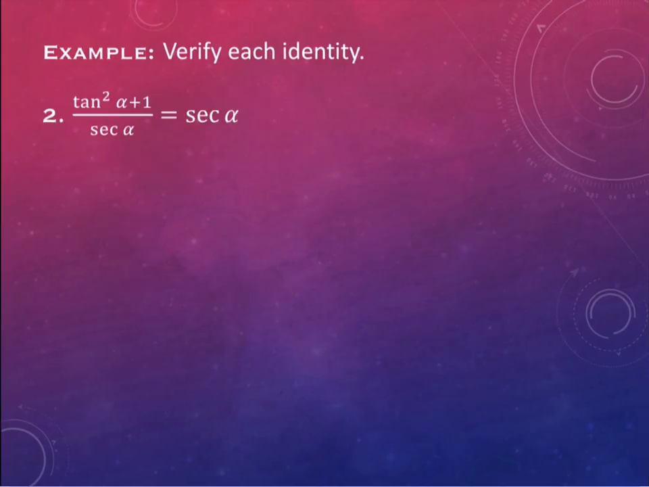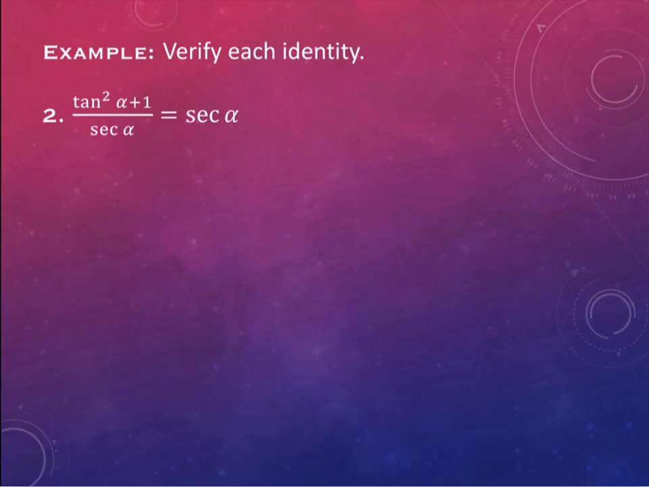Which side would you like to start with? Probably the left-hand side. It's kind of a mess, isn't it? But there's some mess there that's actually not too bad. Does anyone see an identity that you could use pretty readily on the left-hand side?